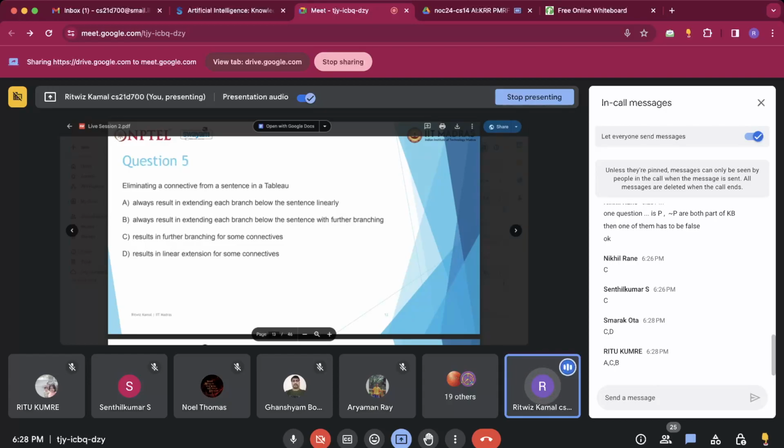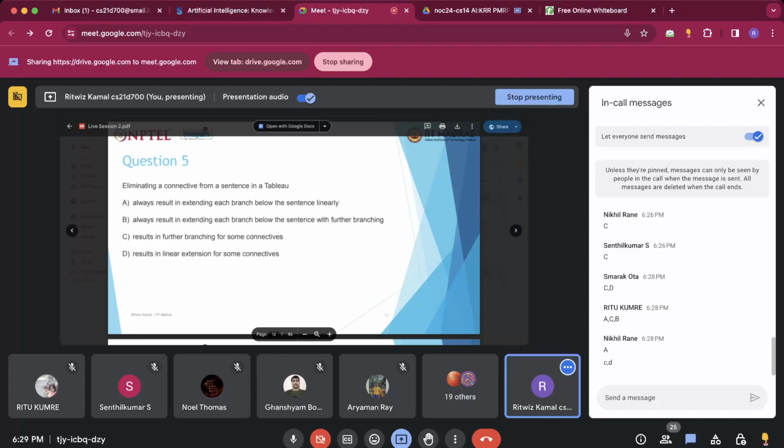Okay, so we have a couple of solutions. I'll give you a hint. Think about what can happen when there is an or connective, and think about what can happen when there is an and connective. Yeah, so when there is an or connective, we are going to extend it into branches, right? Whenever there is an or connective, there will be further branching. However, when there is an and connective, there will be a linear extension, right?